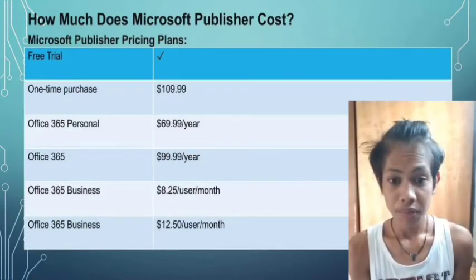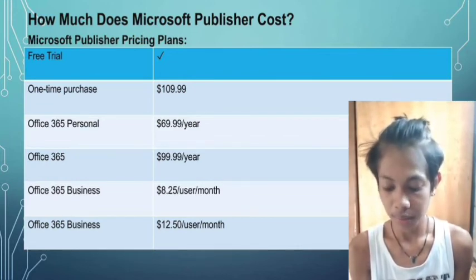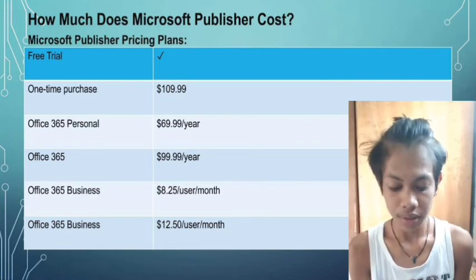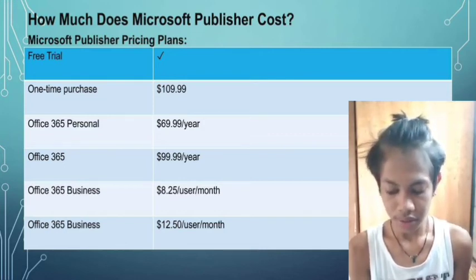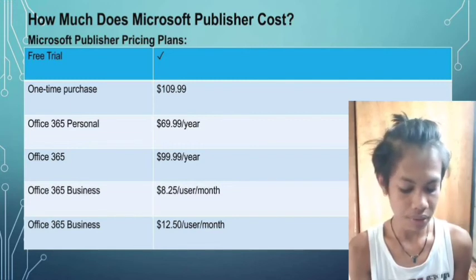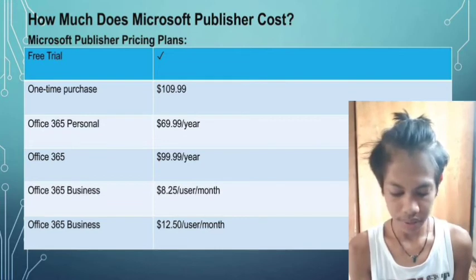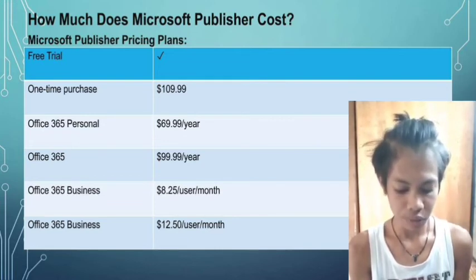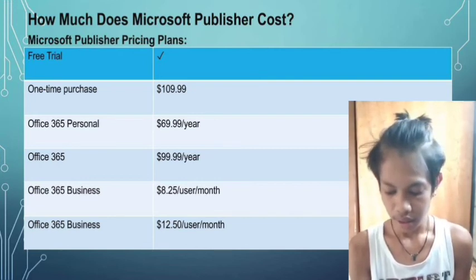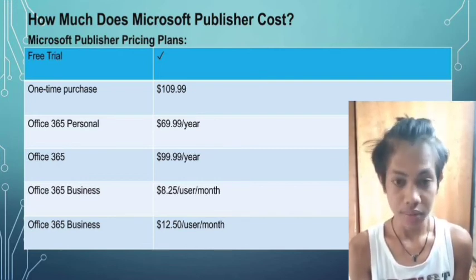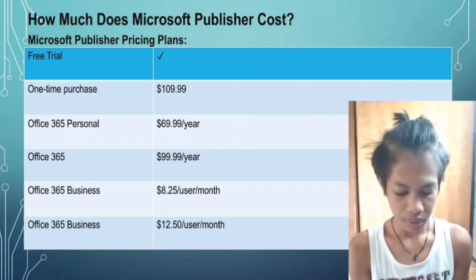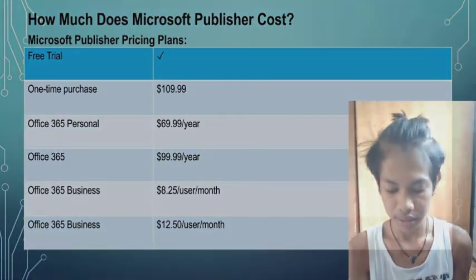Price of Microsoft Publisher. Microsoft Publisher pricing plans. We have a free trial. The one-time purchase is equivalent to $109.99, and for Office 365 Personal it is $69.99 for 1 year. For Office 365 Home it is equivalent to $99.99 for 1 year. And the next is for Office 365, $8.25 for 1 month. Lastly is Office 365 Business for $12.50 for 1 month.